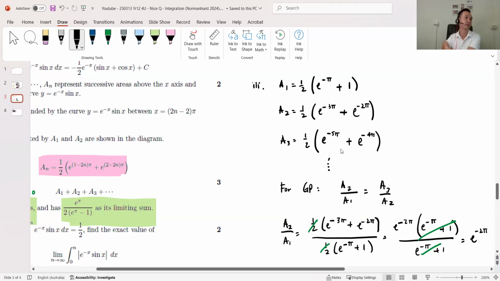Wait a second. Common ratio. I think I've done something right. They're saying that the common ratio is e minus pi. Ooh. Not sure about that, e minus pi. Did I do something wrong? Why is the answers saying this forms a geometric series?